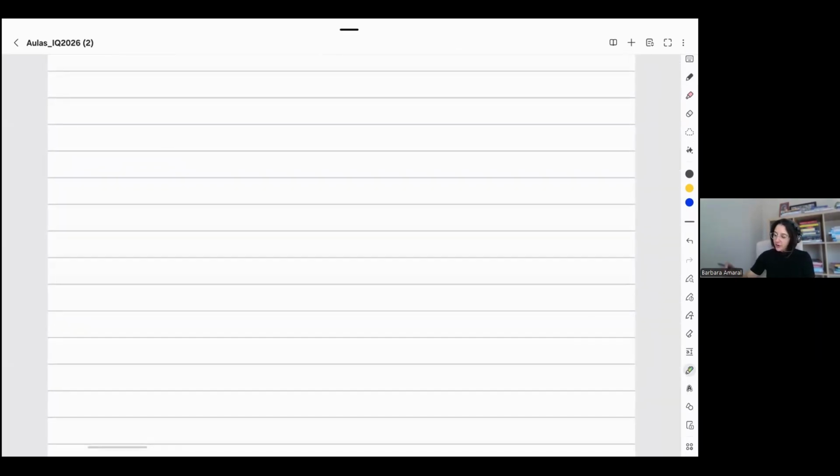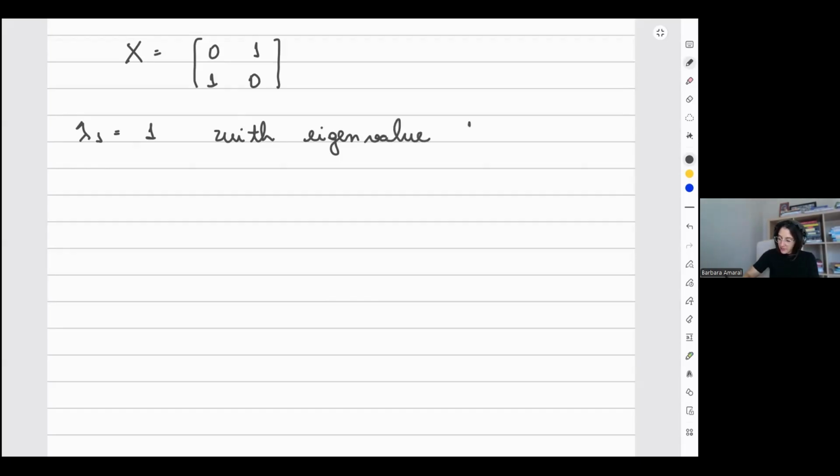Okay, simple so far? Okay, now we do the same thing for x. So x is this guy here. We already talked about it last class. It has two eigenvalues, lambda1 equal to 1 with eigenvector plus, and lambda2 equal to -1 with eigenvector minus.